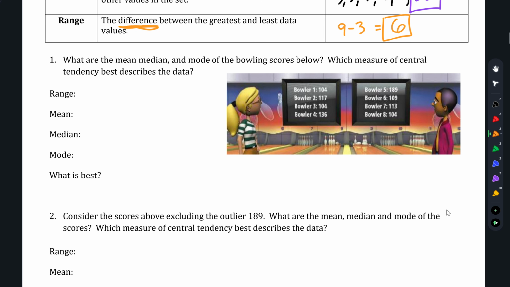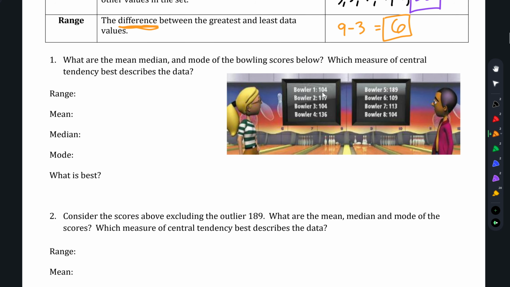All right, so we're going to look at some bowling scores. There are 8 people bowling in this game of bowling. Their scores are mediocre at best. We're going to determine all of these different things. The very first thing that I want you to do when we look at a set of data is to rearrange them from least to greatest. It's going to help us figure out all of these different things.